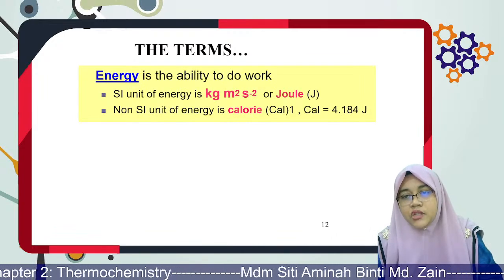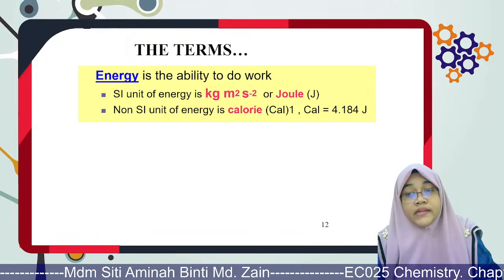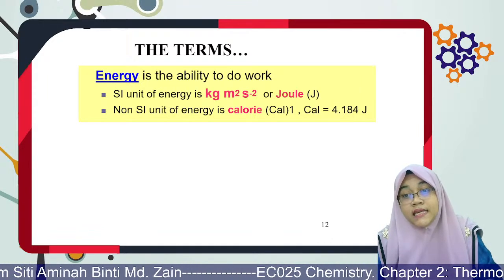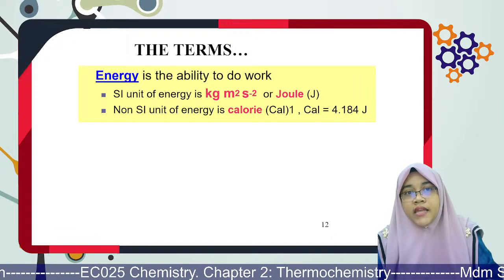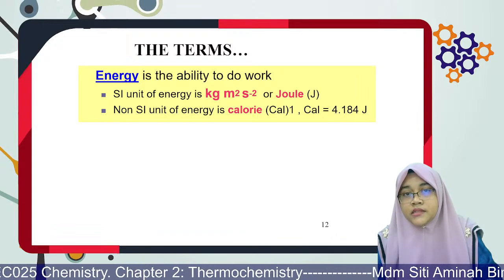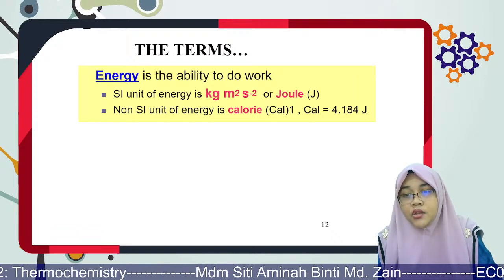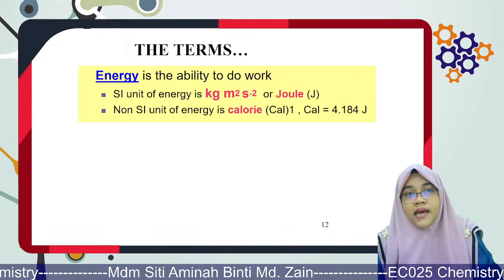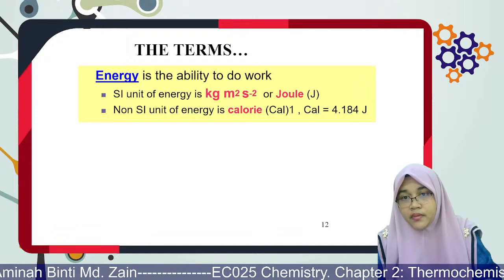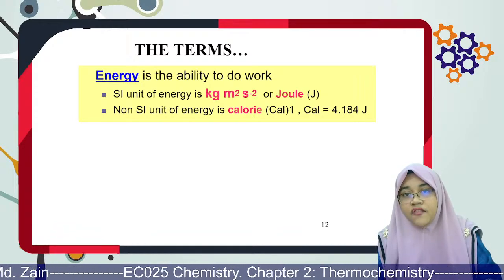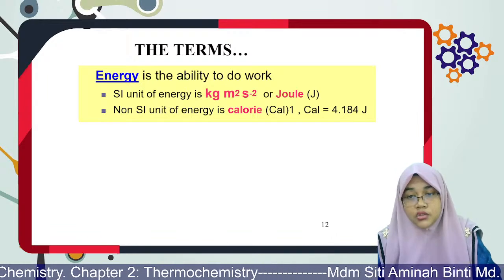There are some terms that you have to know and remember. The first one is energy. What is energy? Energy is the ability to do work. In SI units, energy is kilogram meter squared per second squared, or more simply known as joule. A non-standard unit for energy is the calorie. One calorie is equal to 4.184 joules.